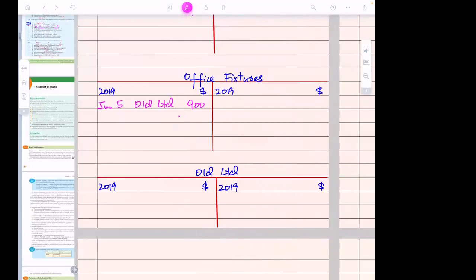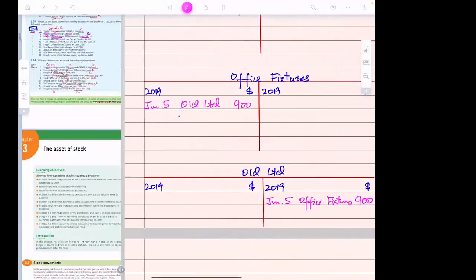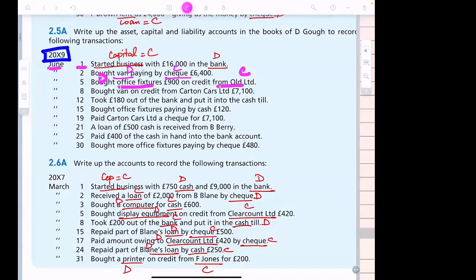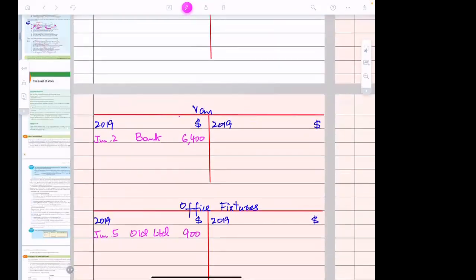On the credit side of Old Limited, we enter the date, the amount, and then we write office fixtures, the name of the corresponding account. Next, we have the entry on June 8th, bought van on credit from Carton Cars. So van will be debited and Carton Cars will be credited. So we have prepared the van account, but we haven't prepared the Carton Cars Limited account. So now it's time to prepare the account for Carton Cars Limited.